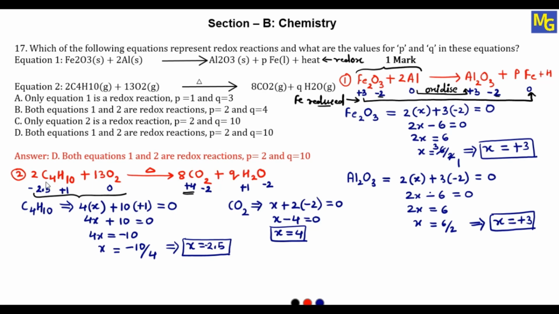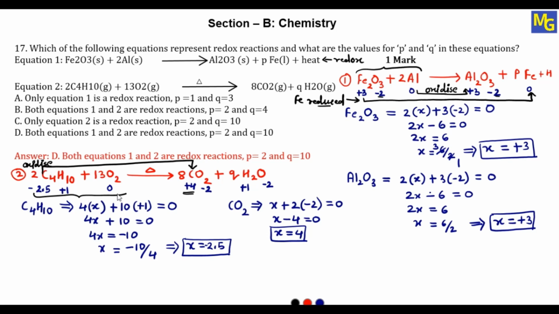So the oxidation state of this has got increased. I hope you are understanding. From minus 2.5 it became plus 4. So what is the meaning of this? The meaning is carbon has got oxidized. So for this reaction I will write it here somewhere. Carbon has got oxidized.